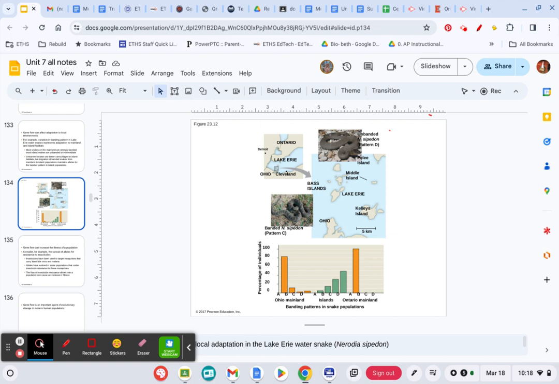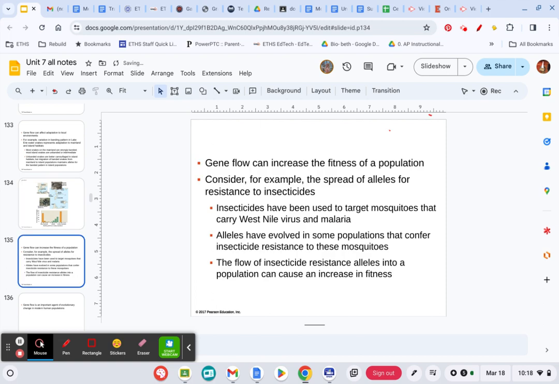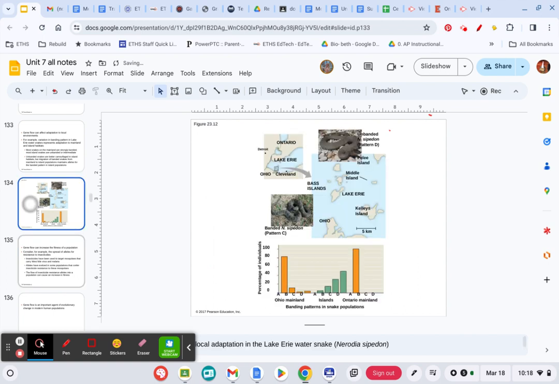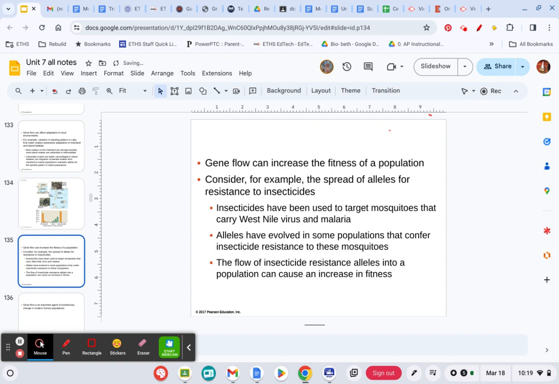All right, so this is going to say the same thing, I think. Oh, yeah. So gene flow. In that case, the snakes are actually kind of decreasing their survival because they're moving. And we'll talk about cases where gene flow can actually increase fitness on Tuesday.